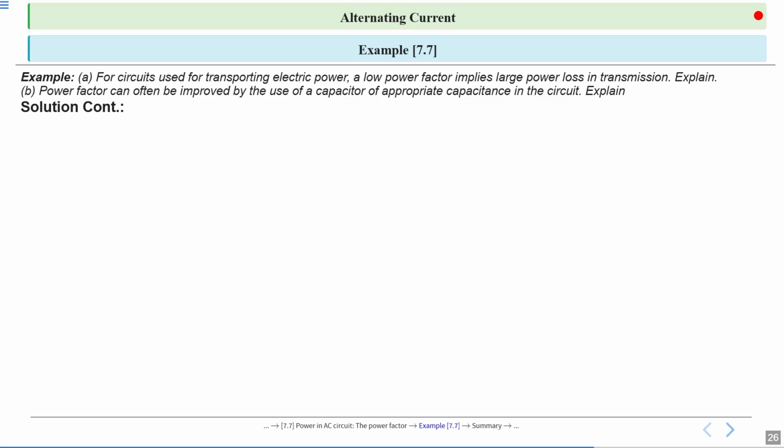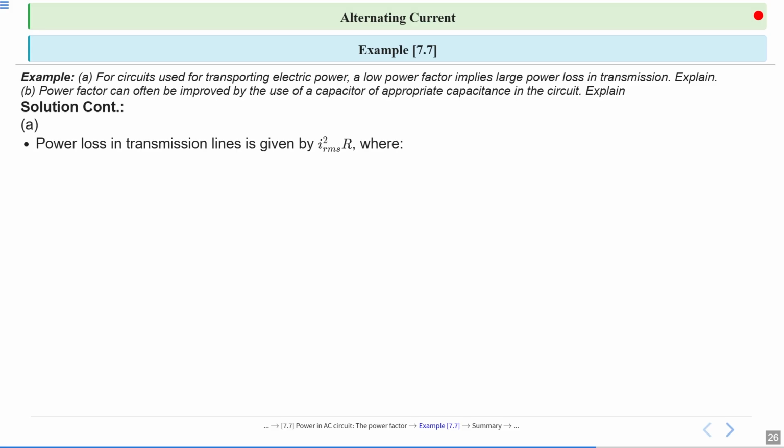So why does a low power factor imply larger power loss in transmission? And in part B, power factor can often be improved by the use of a capacitor. How can we improve the power factor? By the use of a capacitor of appropriate capacitance in the circuit. You have to explain this. Okay, so let's see the solution.